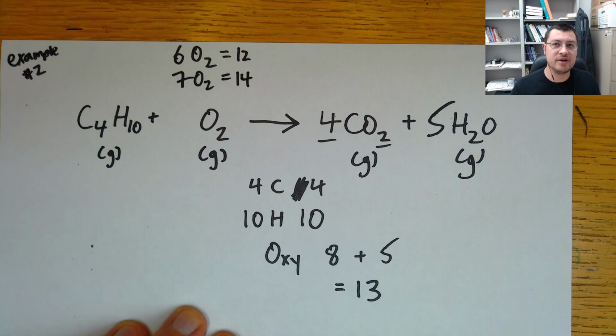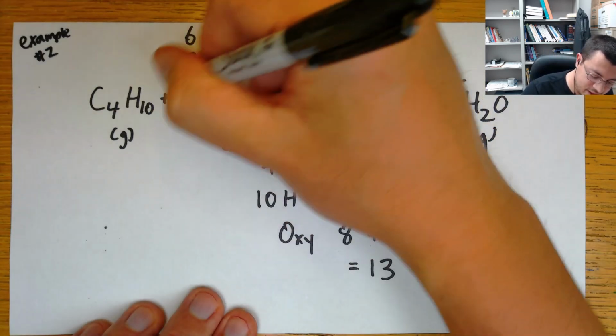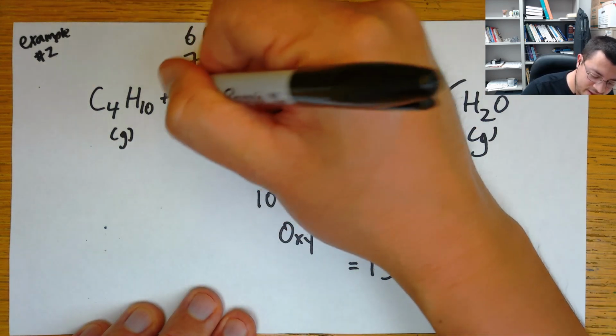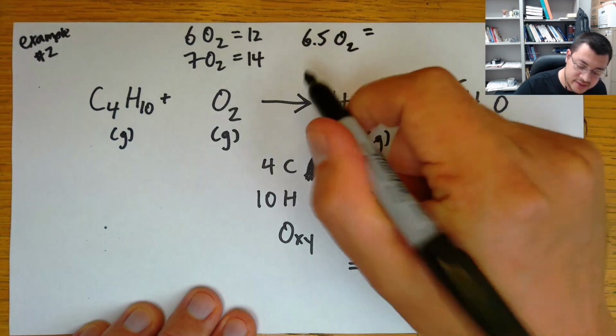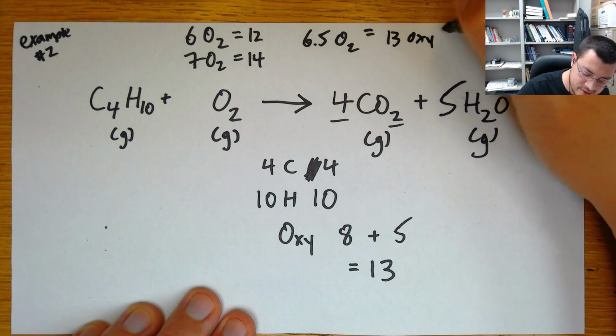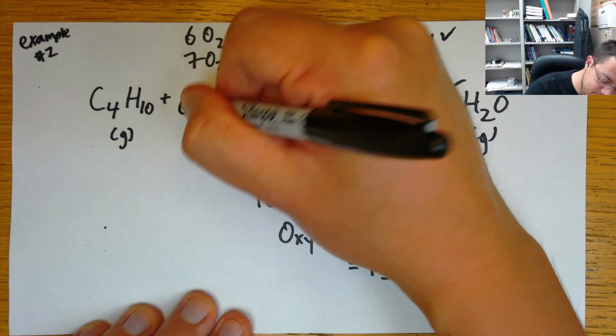But we need 13. So let me show you a trick. Check this out. Let's choose a number between 6 and 7. Will that give us 13? 6.5 O2s. 6.5 times 2 would give us 13 oxygens. So let's put in that 6.5.